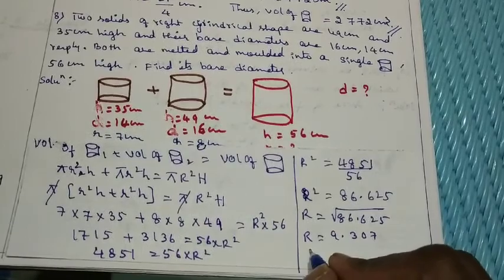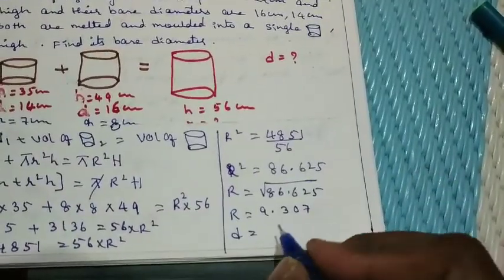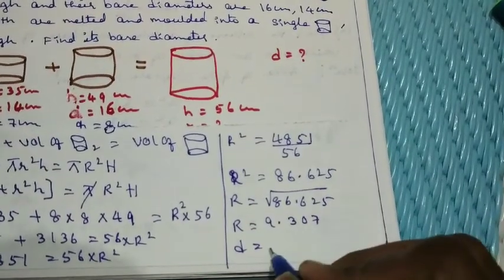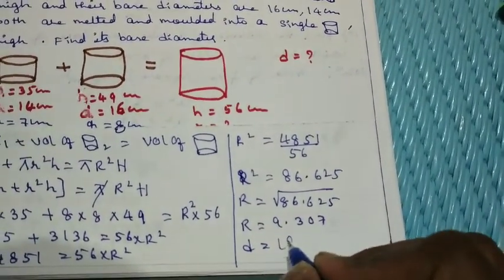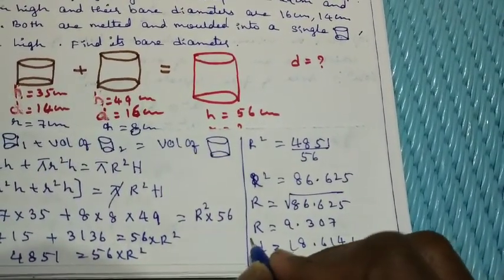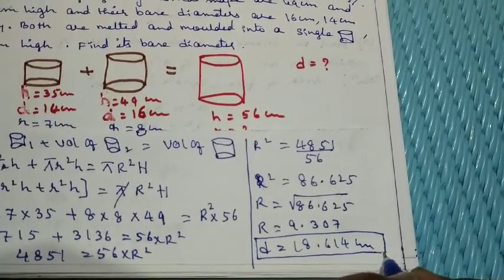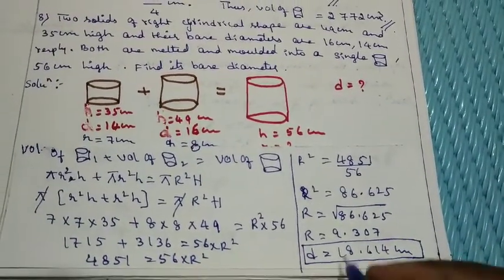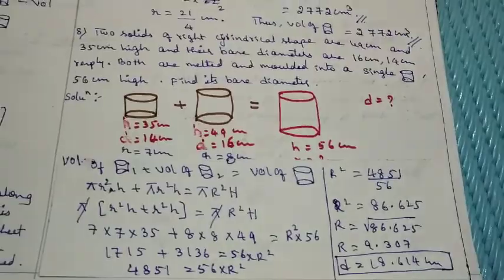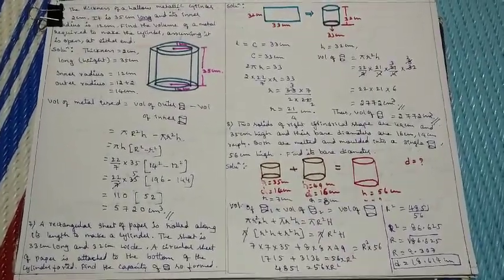And he is asking to find the diameter. Diameter is nothing but twice of radius. So if I multiply this with 2, I'll get 18.614 centimeter. Children, here I have taken till the third decimal place. You can take till second decimal place and end the solution. Then you find the diameter is nothing but twice of radius. So this is how we need to solve, children.